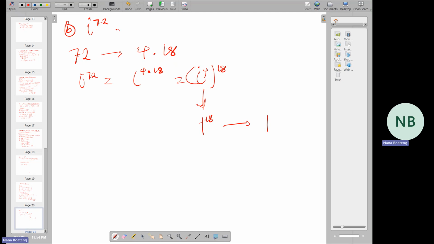The key is we have to break it down into a multiple of 4, because we know that i power 4 is 1. And so when we do that, that simply speeds up a lot of the simplification for us.